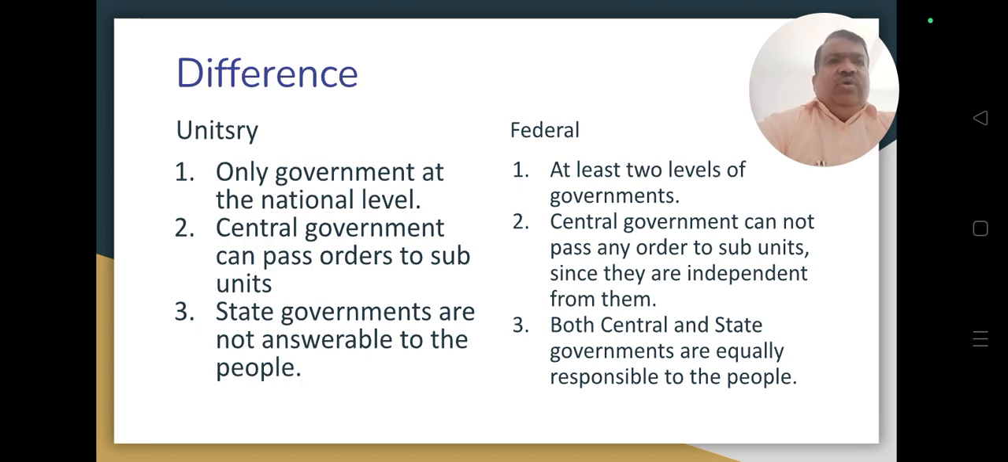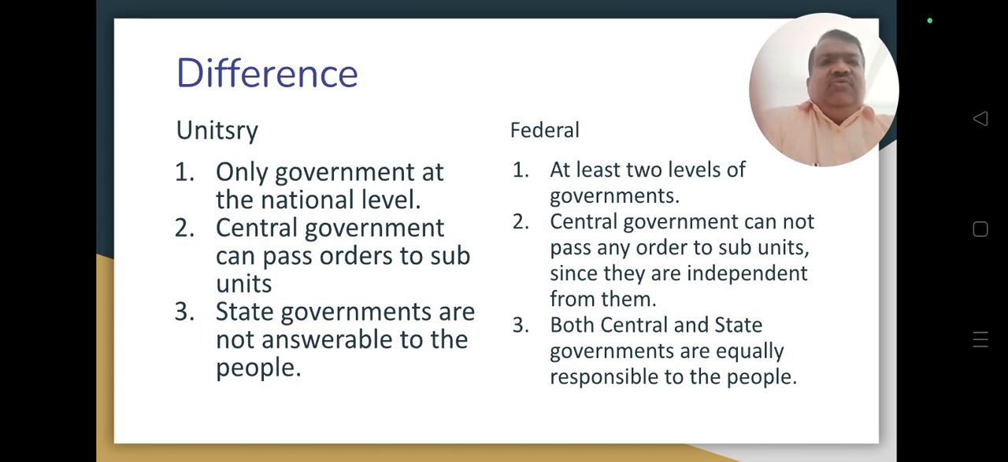Then we have two types of systems. One is a unitary form of governance. The other one, what we are learning in this chapter, is the federal form of government. Let us understand the differences between these two types of governments. In a unitary government, there will be a government only at the national level. At the state level, independent governments will not be there. And in federalism, at least two levels of governments will be there.